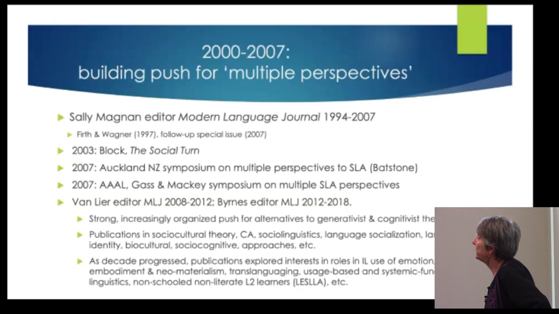Sally Magnan was editor of the Modern Language Journal from the mid-90s to 2007. And of course, she's the one who published the Firth and Wagner paper, right? It was a follow-up issue 10 years later, 2007. So what do we know about social context? The role of editors of journals here, I think, is really, really important, right? Because Sally Magnan was open to this, suddenly people were talking about it.